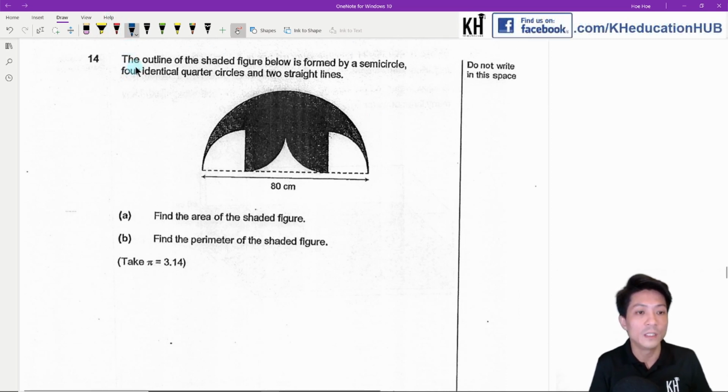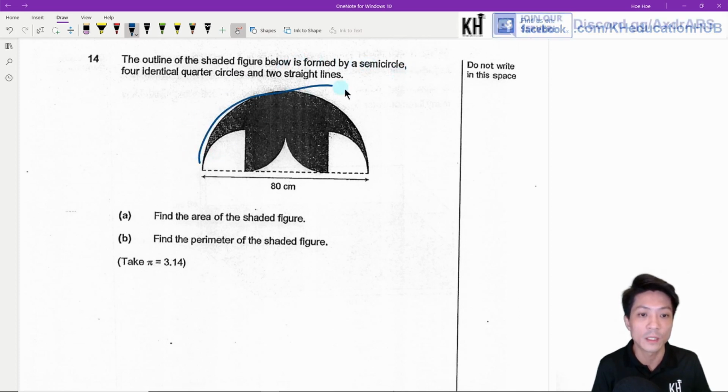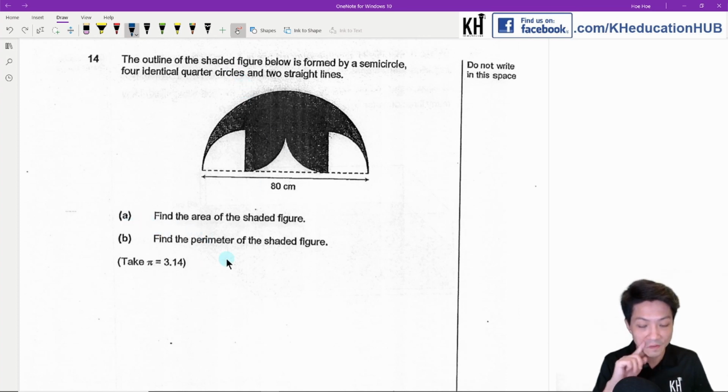Okay, question 14. The outline of the shaded figure below is formed by a semicircle, a big one, 4 identical quarter circles, so it's 1, 2, 3, and 4, and 2 straight lines, this is 1, 2. Find the area of the shaded figure.